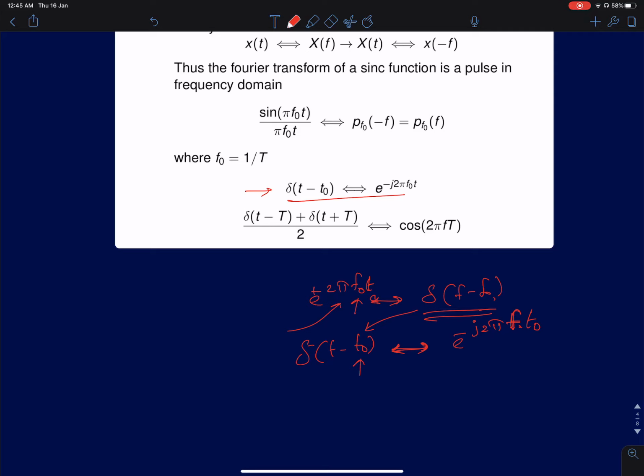So you can see that if a complex exponential in the frequency domain contains an impulse, a time domain impulse function will have a complex exponential in the frequency domain. So that's what it means here.